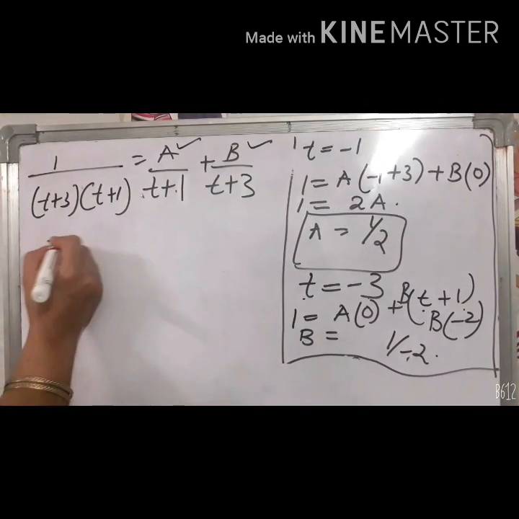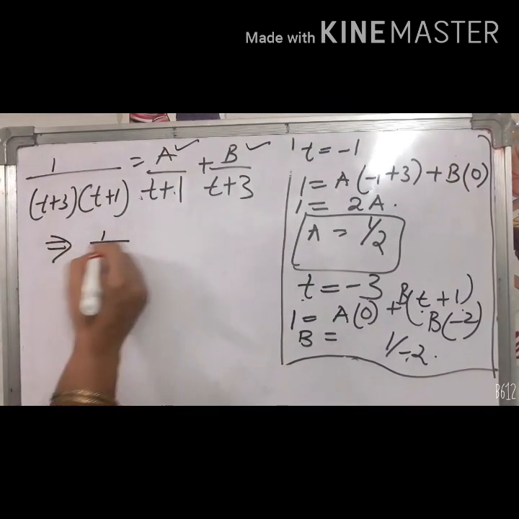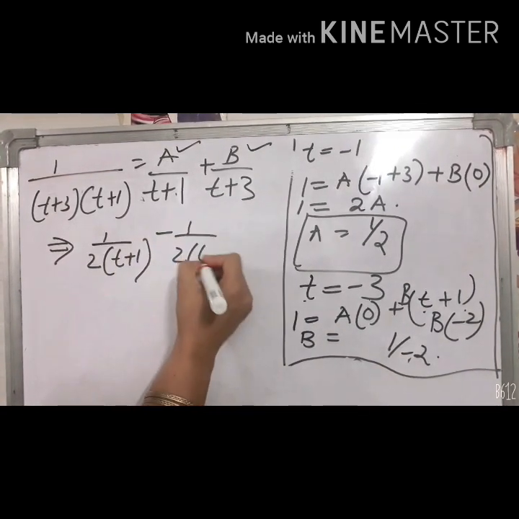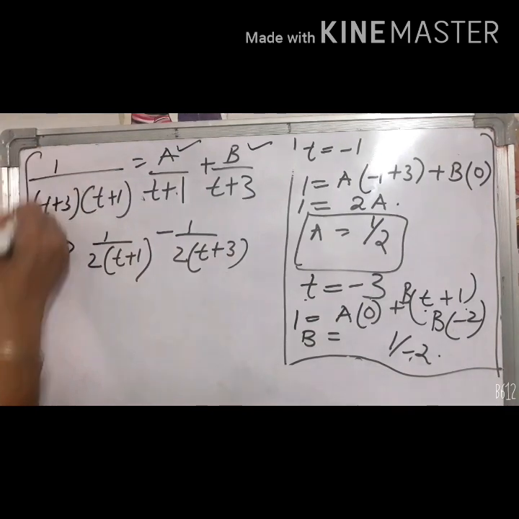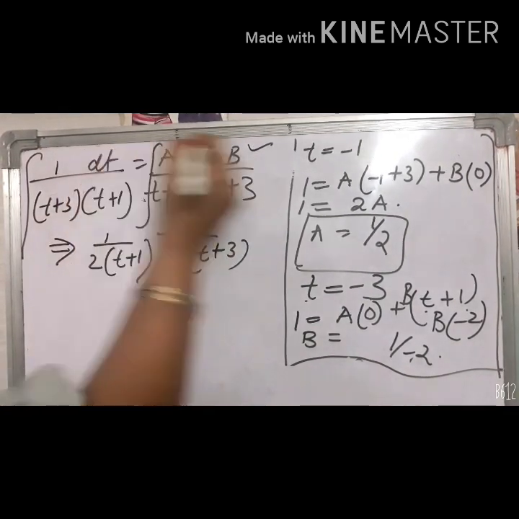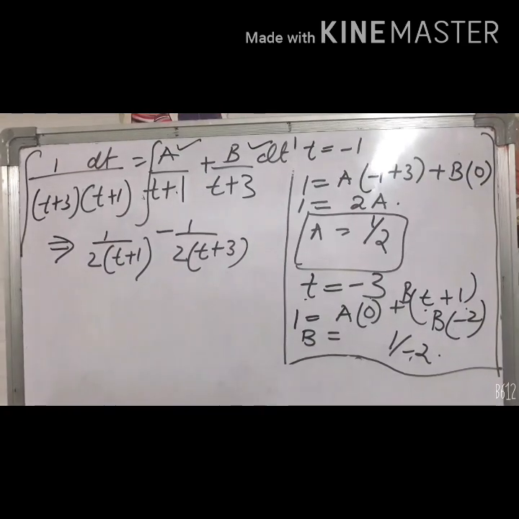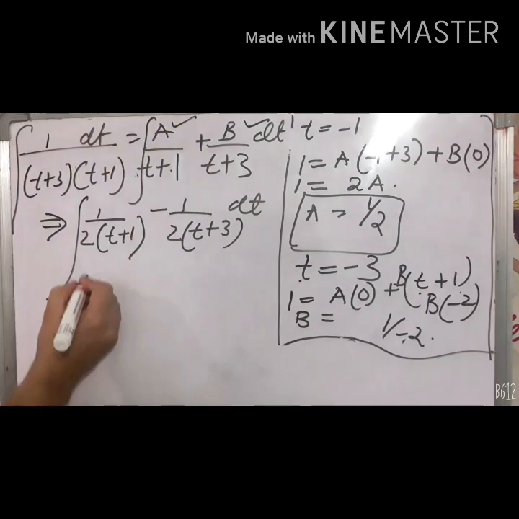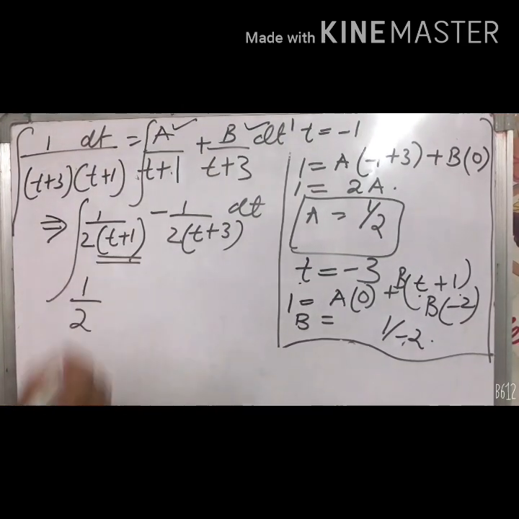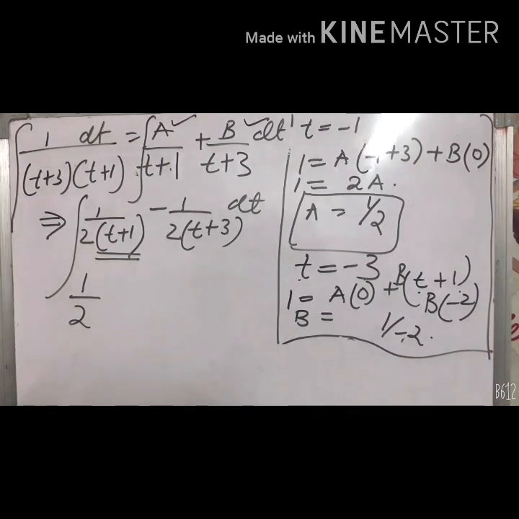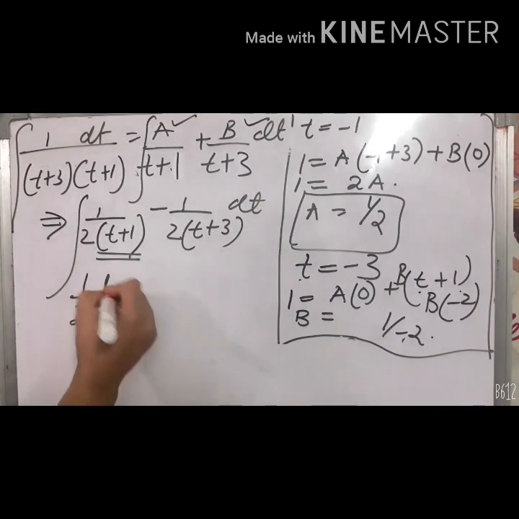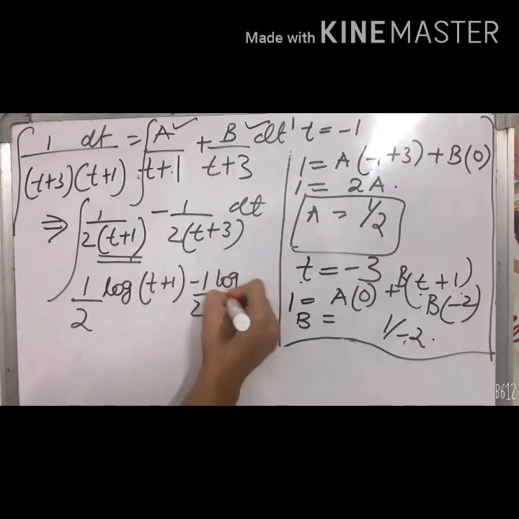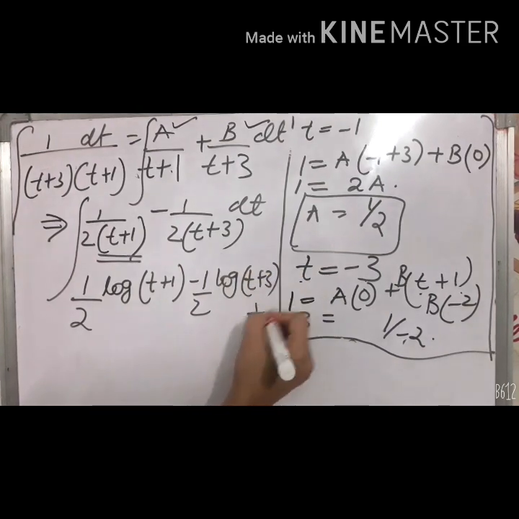Now I am putting the value here. A value is 1 by 2 over t plus 1, minus 1 by 2 over t plus 3. Correct? You integrate both sides. When we are integrating, that means this is equal to this. I have to integrate this part. Now 1 by 2, this is the linear form in a denominator. So the integration will be log t plus 1. Similarly, this becomes log t plus 3 plus c.